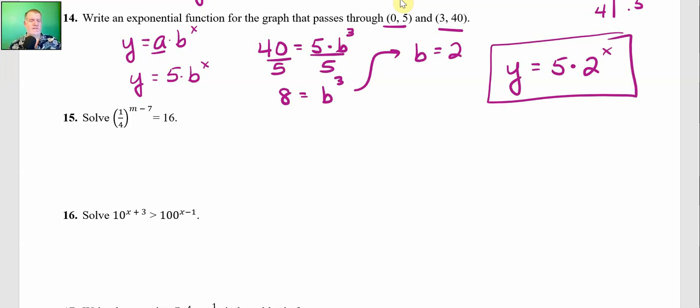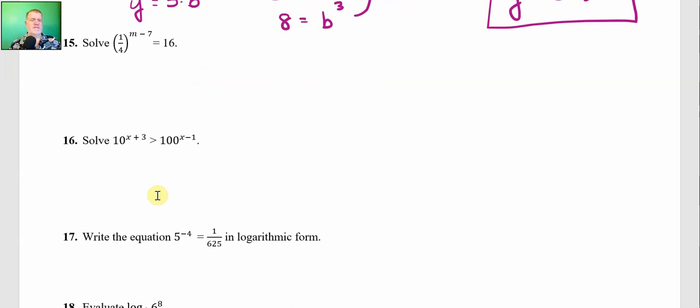All right. Now I got a couple equations to solve. Let's see how things go. All right, in order to solve this, what can I do? Kind of write it as similar bases.